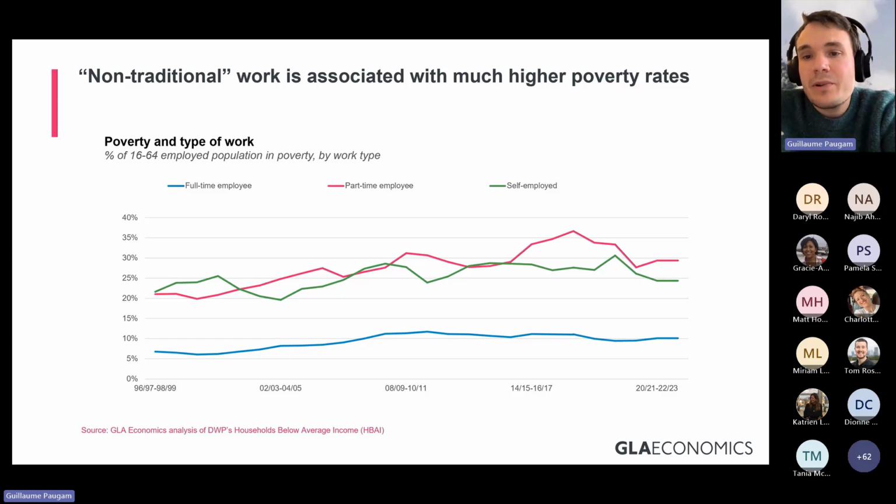The poverty risk of part-time employee is also much higher than for full-time employee. It's nearly 30% of part-time employees in London are in poverty. And now what is quite striking is that this has actually changed a bit over time. It used to be closer to 20% at the start of the period studied. So in the space of just under 3 decades, the poverty risk of part-time employees has risen by 10 percentage points. And very much the rise of in-work poverty is driven by the poverty risk of part-time employees over time.